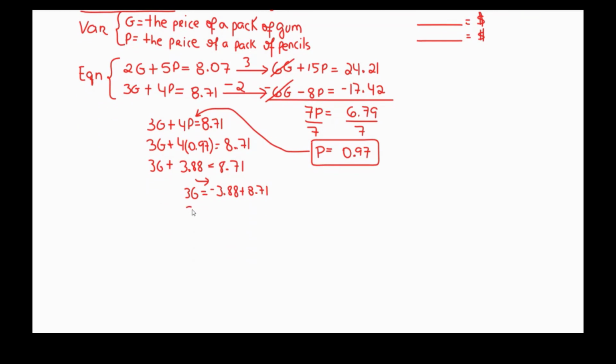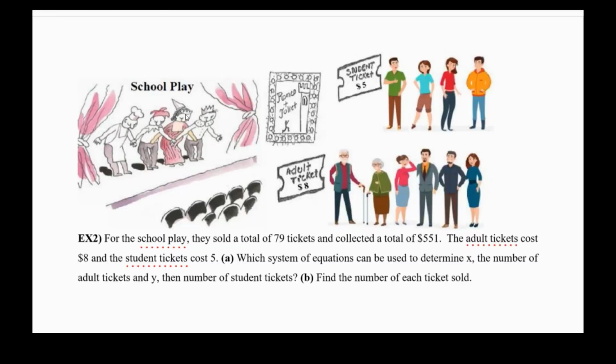So this would be 3g, and negative 3.88 plus 8.71 is 4.83. We'll divide by 3. So it'll be g equals 1.61. So there you go. We found the price of a pack of pencils to be 0.97 or 97 cents, and a pack of gum equals $1.61. Example number 2 is about a school play.